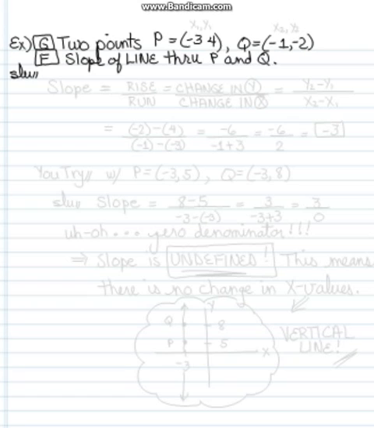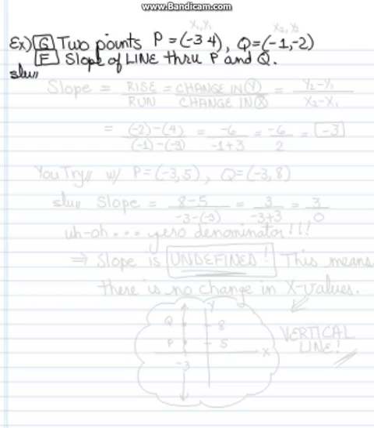Given 2 points, P, which has the coordinates x, y of -3, positive 4, and Q, which has the ordered pair x, y of -1, -2. We're asked to find the slope of the line that passes through both P and Q.